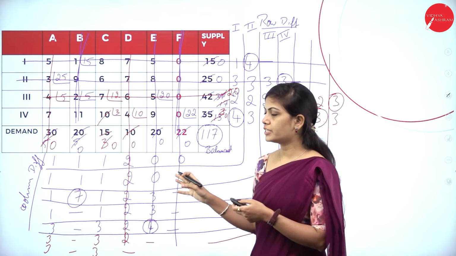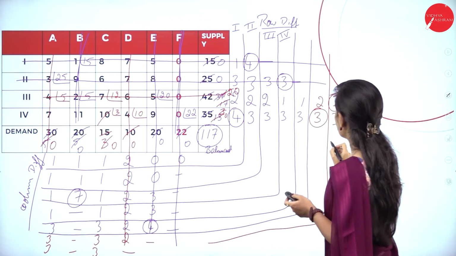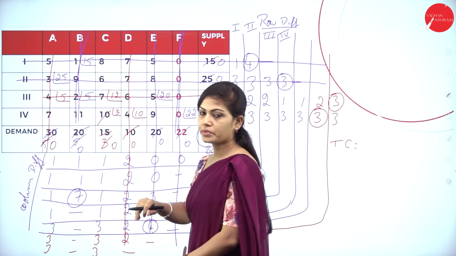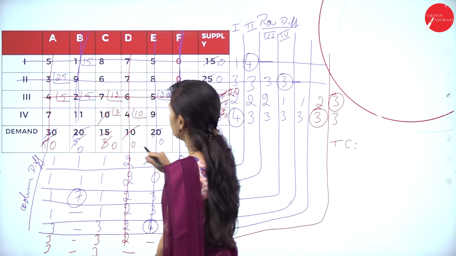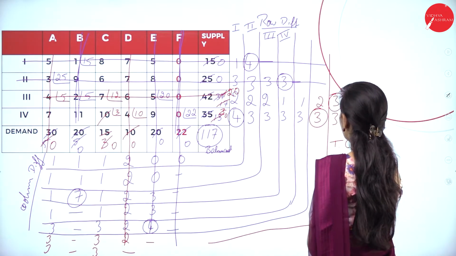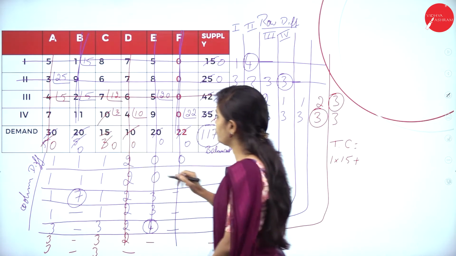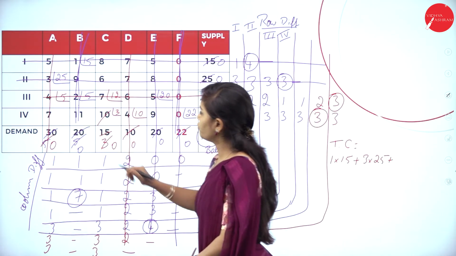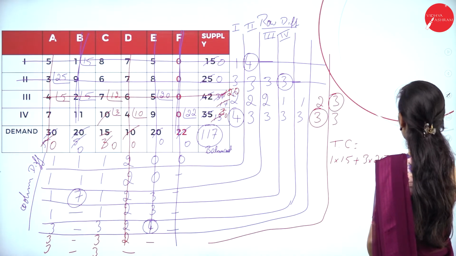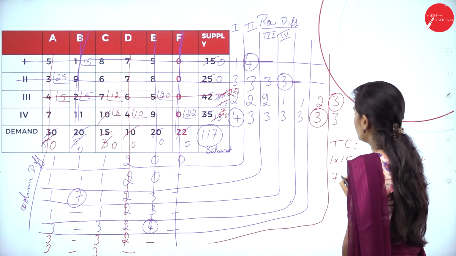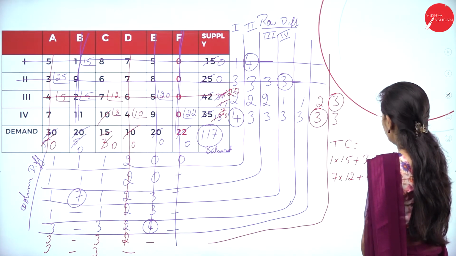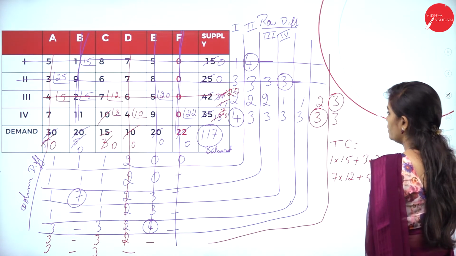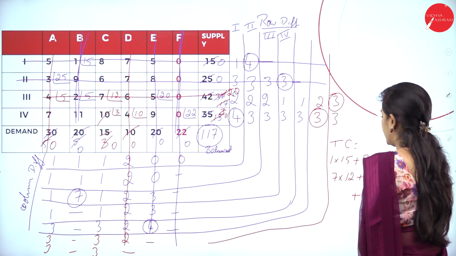And after this cancellation method, you just find the transportation cost. So now just check the allotted cells. 1 into 15, plus 3 into 25, plus 4 into 5, plus 7 into 12, plus 5 into 20, and 10 into 3, plus 4 into 10.